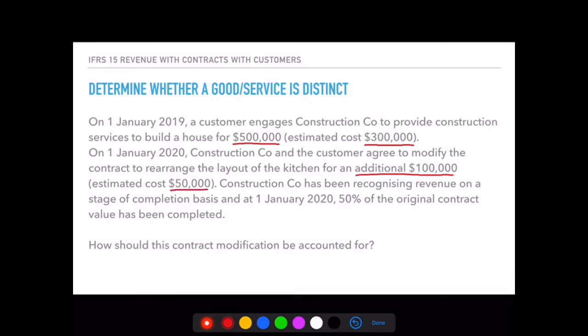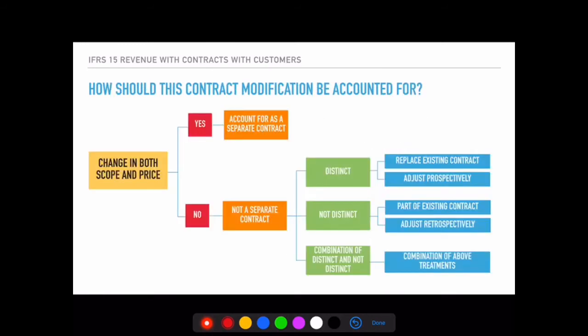Construction Co. has been recognizing revenue on a stage of completion basis, and as at 1st of January 2020, 50% of the original contract value has been completed. So how should this contract modification be accounted for?